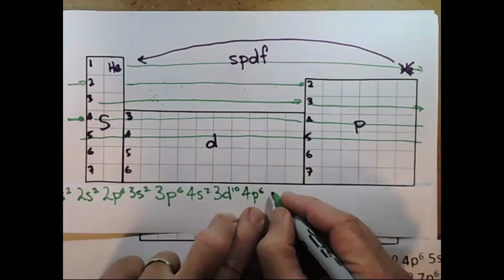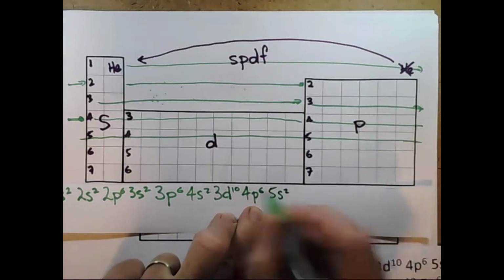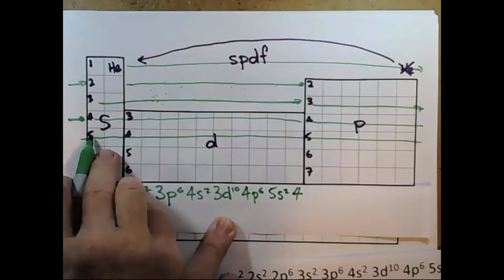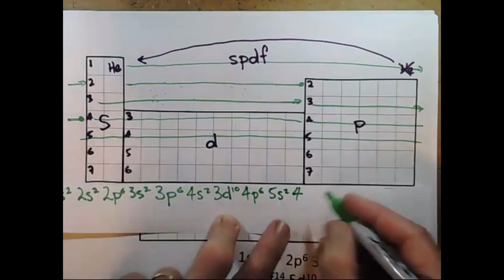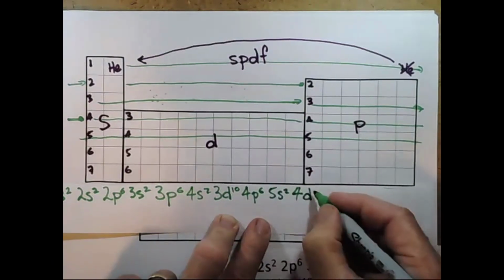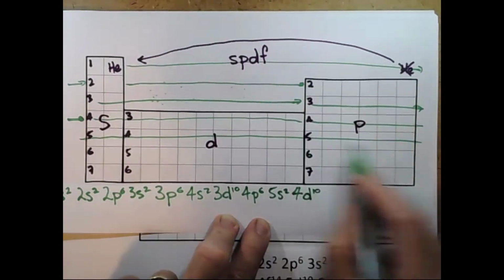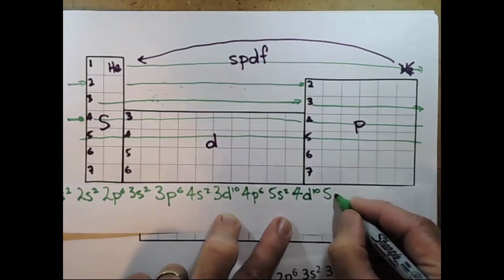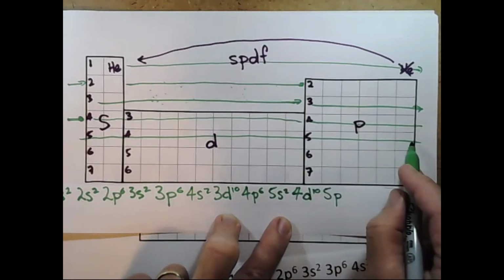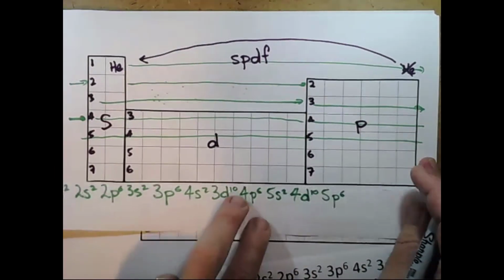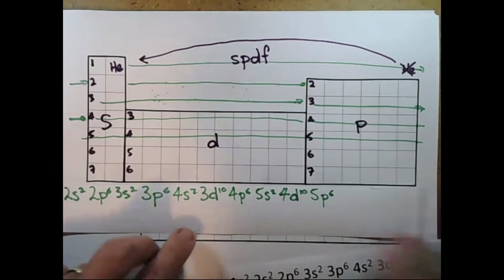Okay, so we've got 5s2, then 4d, because we've got a 4 there. So that's a 5 there, but that's a 4 there. So 4d, again, we've got a width of 10 across that block. And then we come over here to 5p, and again we've got a width of 6, 5p6. Okay, it's going to get a little bit more interesting now.